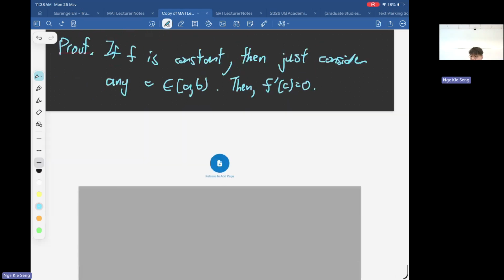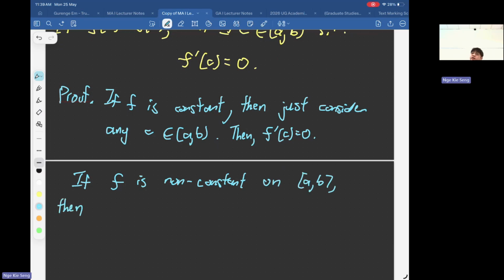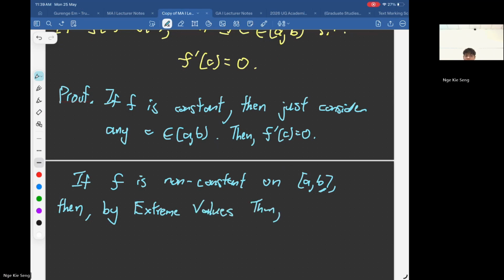Suppose it is non-constant. If f is non-constant, what does it mean? It means that it will have a maximum and a minimum, because it's defined on a closed bounded interval and is differentiable on the open interval. So by the extreme value theorem, there will be some maximum and minimum.